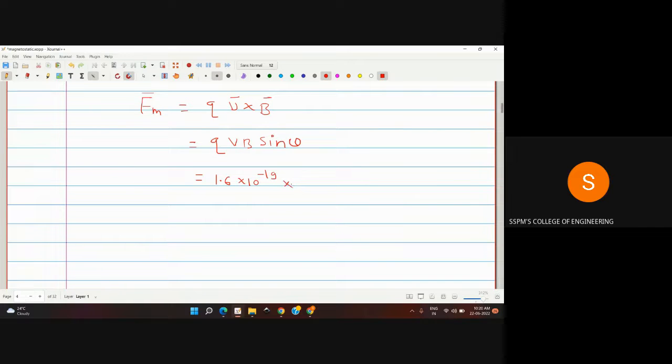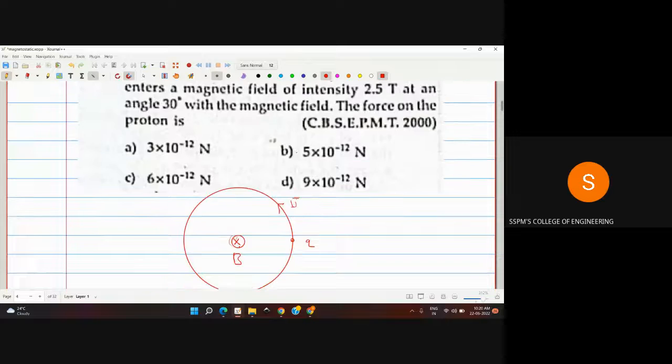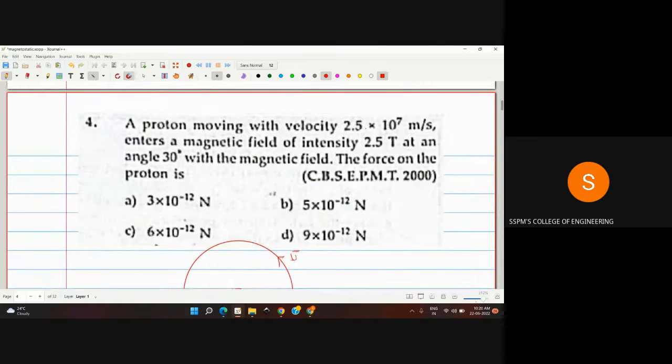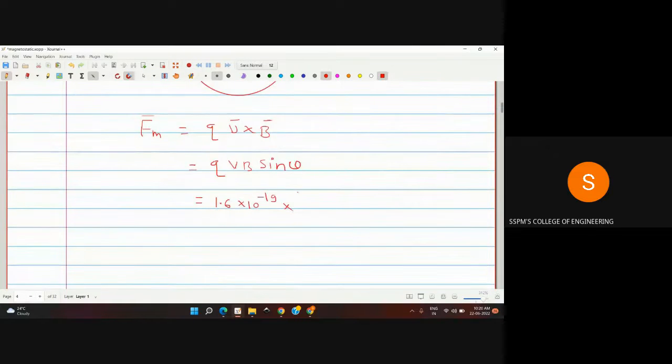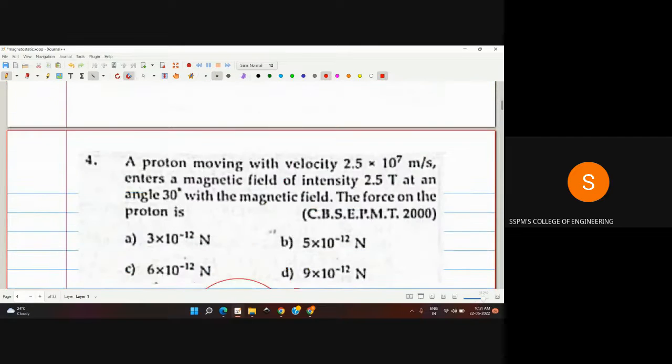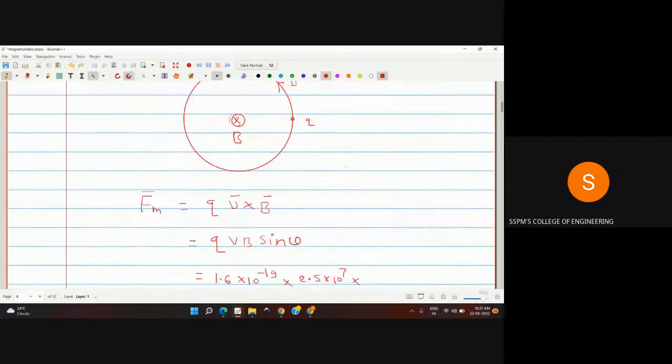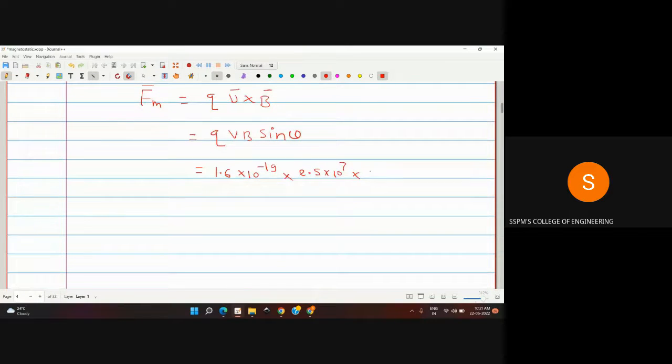The velocity is given. Velocity is 2.5 into 10 to the power 7. And the magnetic flux density is given. The magnetic flux is 2.5 into sin theta, and theta is also given, 30. Isn't it? Solve this now.